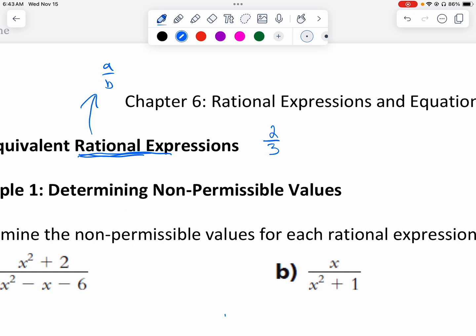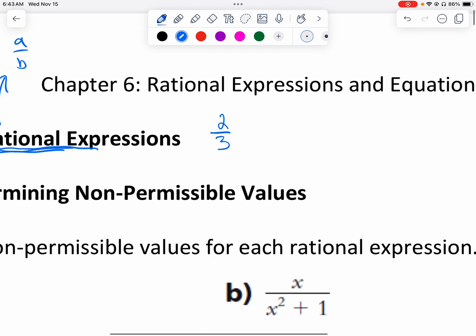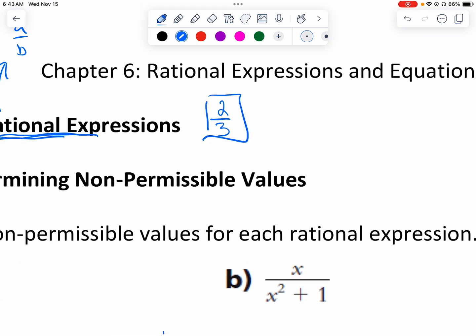Okay? Now what we're going to do though is we're going to take this simple 2 over 3 idea and we're going to start to include our polynomials. Okay?